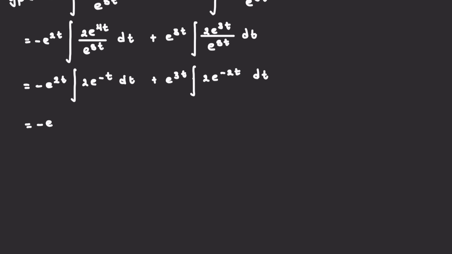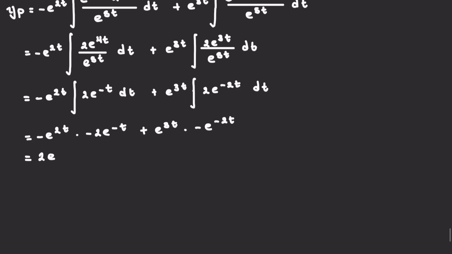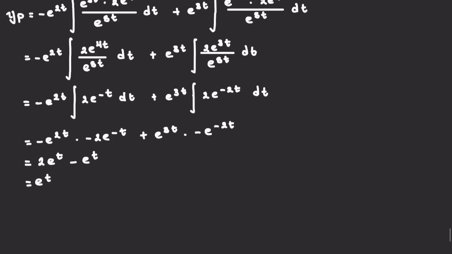So we will get here negative e to the 2t times negative 2e to the negative t plus e to the 3t times negative e to the power of negative 2t. And so we will get here, the negative cancels out, so it's 2e to the t minus e to the t. So we will get here e to the t. And this is our solution for the non-homogeneous part.